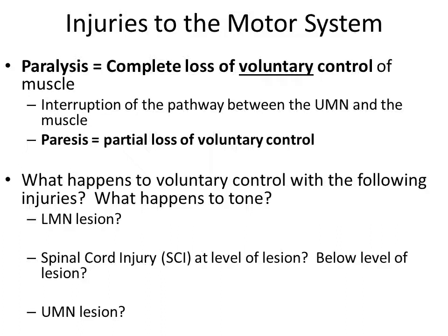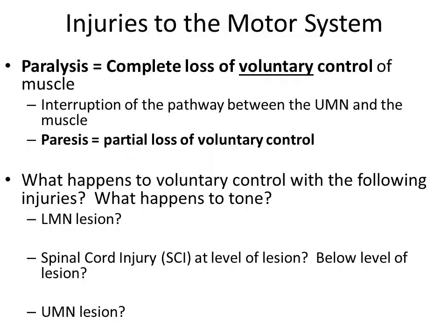Previously, I mentioned the difference between paralysis and paresis, so just a reminder, paralysis is a complete loss of voluntary control of muscle. It does not mean that the muscle is not contracting. In spastic paralysis, the muscle has significant tension developed within it and a great deal of resistance to passive stretch, but it's not voluntary. So paralysis is the complete loss of voluntary control, while paresis would be partial loss.